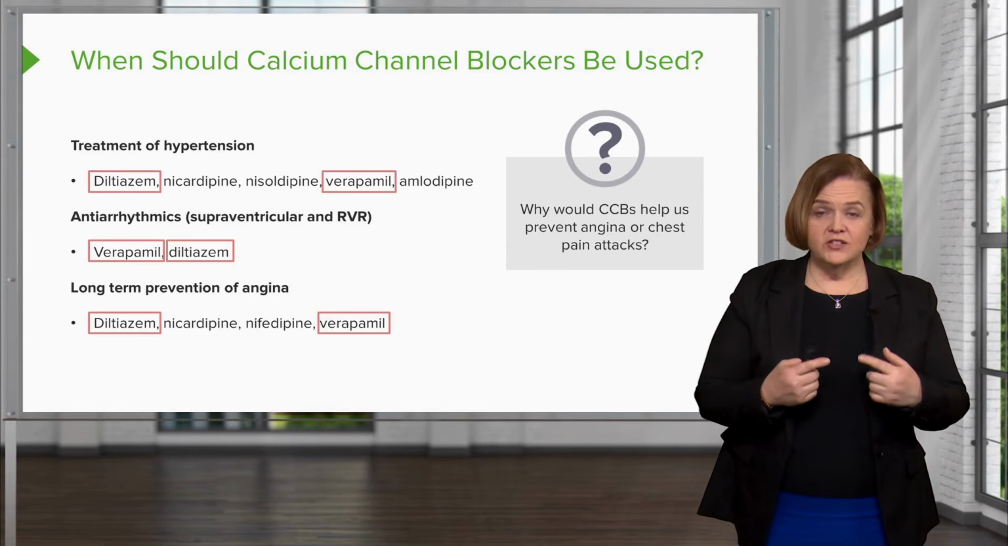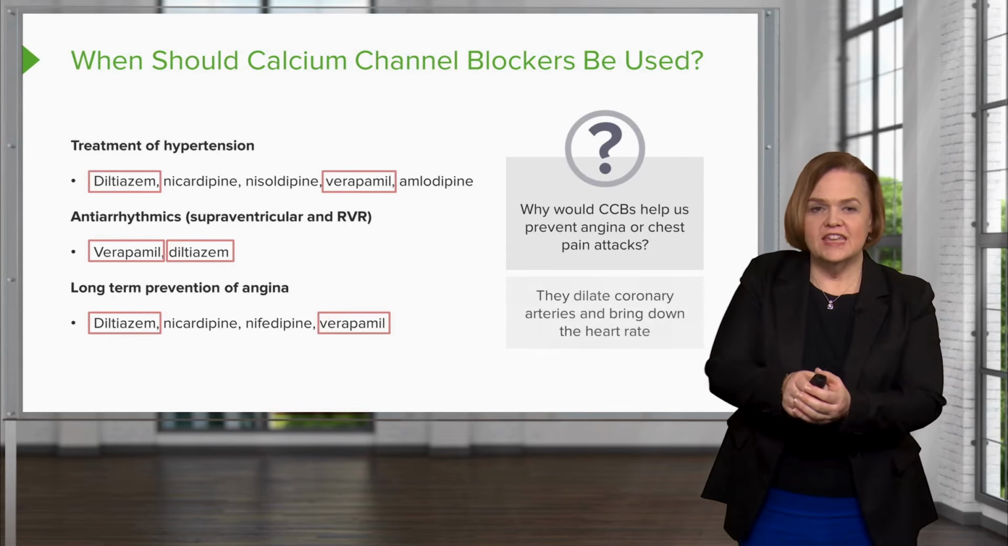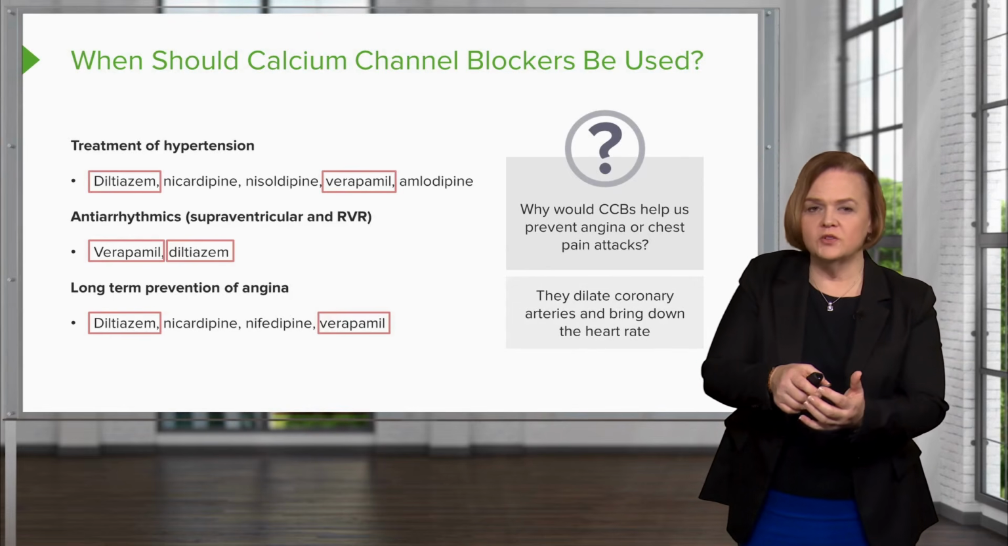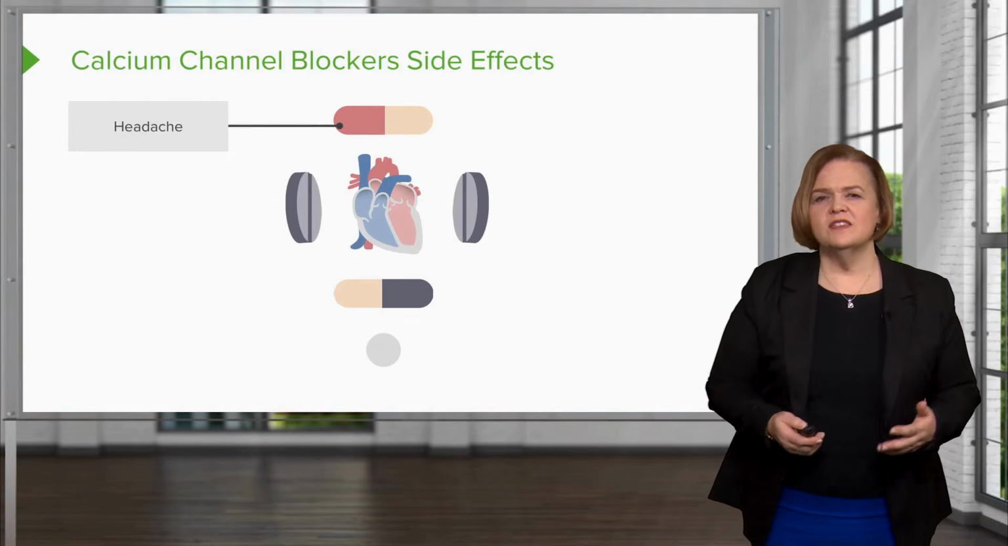So, why do calcium channel blockers help us with long-term prevention of angina? Couple things. They dilate those coronary arteries, right? That's a really good move. And it'll also bring down your heart rate with a couple of those. So those will be very helpful in decreasing how much oxygen the heart needs, and we've got that really easy blood flow. So what do you think the side effects are?